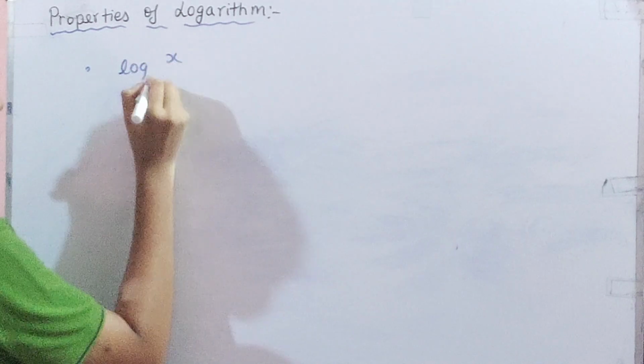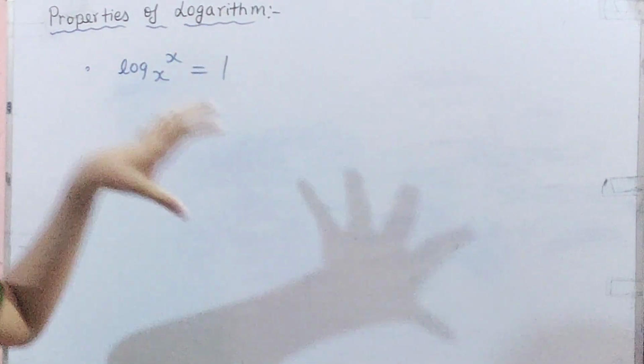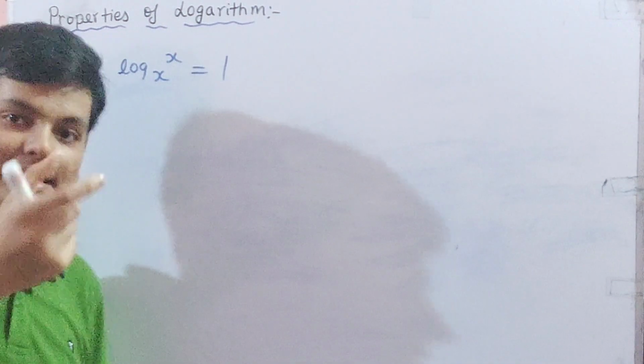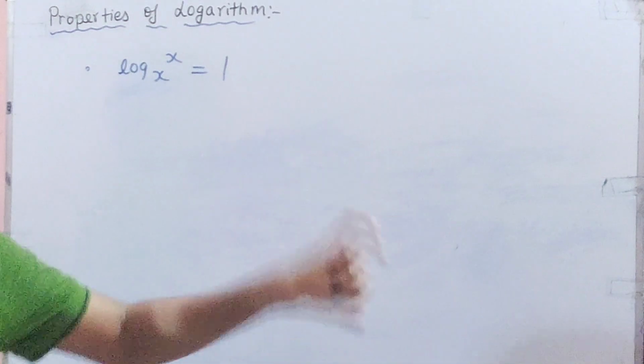Now, according to the properties of logarithm, log of x to the base x is equal to 1. It means that when the base and the term, when both are the same, then the logarithm value is 1.